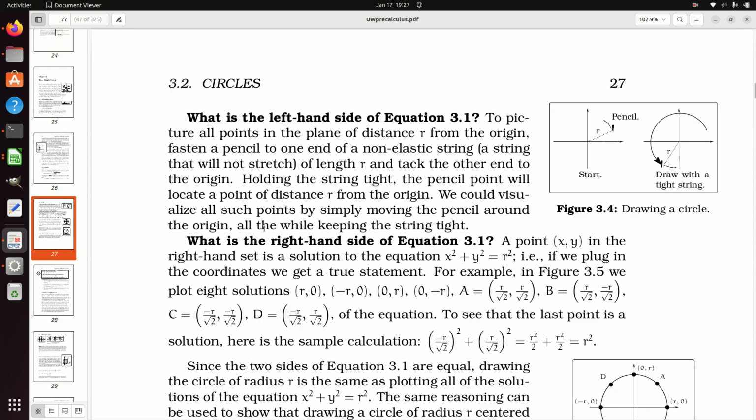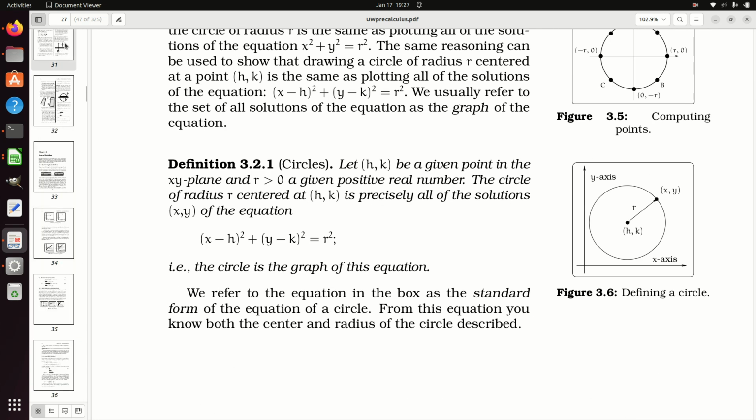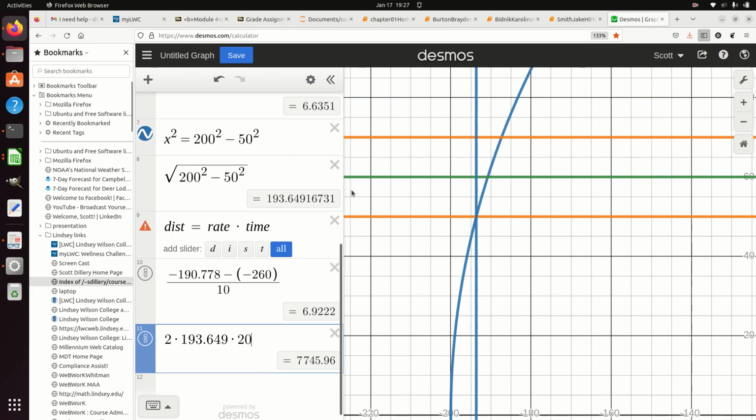But I think it's very important for you to realize I can read things incorrectly, or it could be that they're just not clear. Okay? Let's see. Or I'm just not clear. Operator error. The combine cuts a swath 20 feet wide and begins when the corner of the machine labeled A. Ah, that's what I missed. Corner of the machine. So that is the bottom right hand corner. So I did mess my picture up.